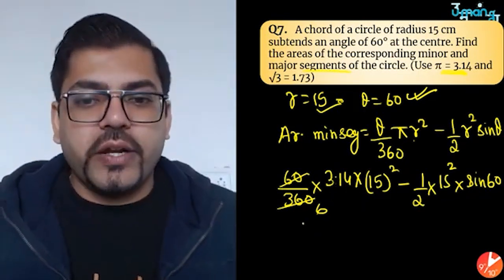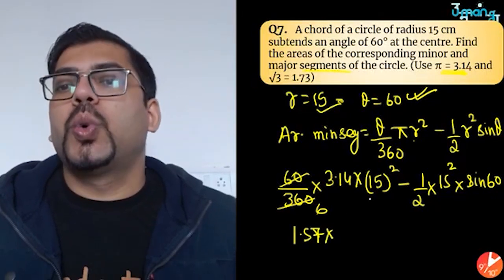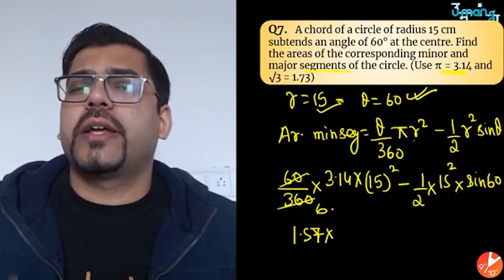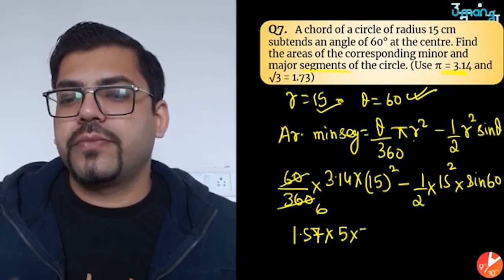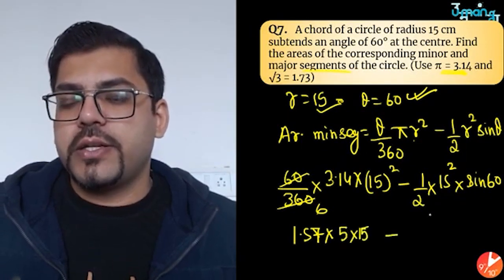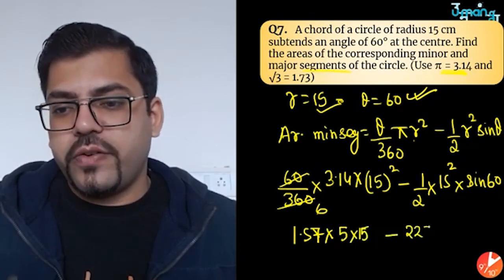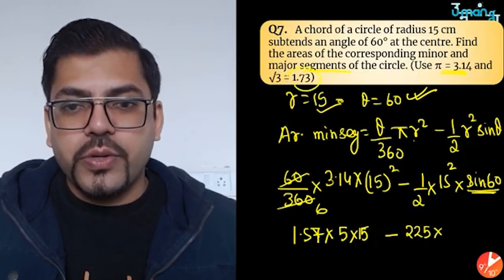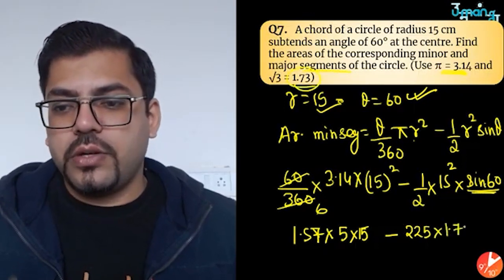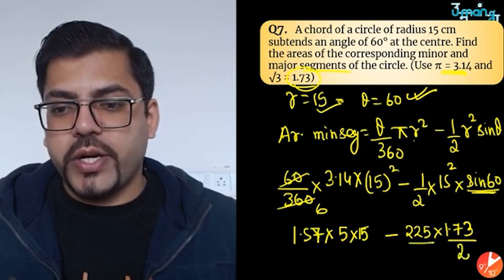If you calculate it, if I'm not wrong, this should be 1.57 into, 3 will cancel in 5 times, so 5 and 15. This should be the value, minus here it should be root 3 by 2. So 225 into sine 60 will be root 3 by 2. Root 3 value is given here, 1.73. So this is 1.73 by 2, and this 2 is already there.